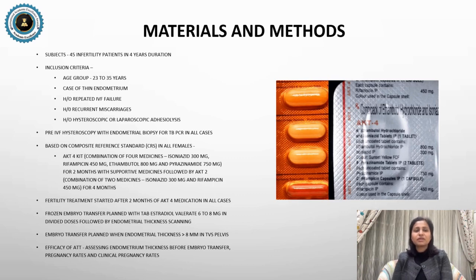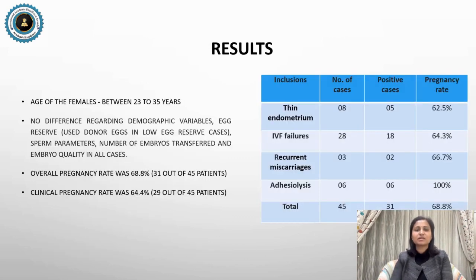Efficacy of anti-tubercular treatment was assessed by the endometrial thickness just before the embryo transfer, pregnancy rates, and clinical pregnancy rates. In our cases, we included the 23 to 35 years age group. In all cases, there was no difference regarding demographic variables, egg reserve, sperm parameters, number of embryos transferred, or embryo quality. We included cases of thin endometrium, previous multiple IVF failures, recurrent miscarriages, and a history of laparoscopic or hysteroscopic adhesiolysis.